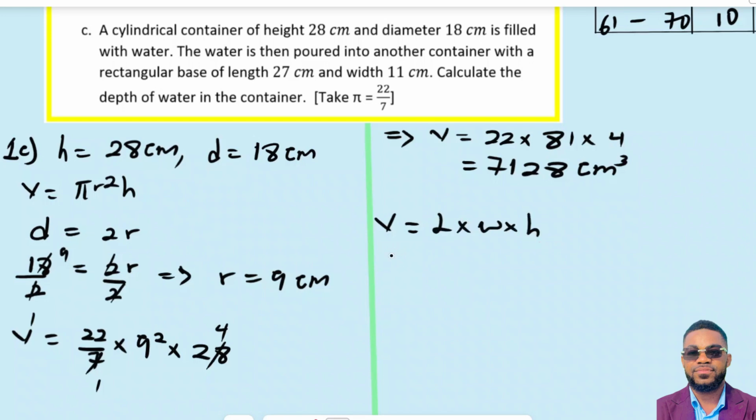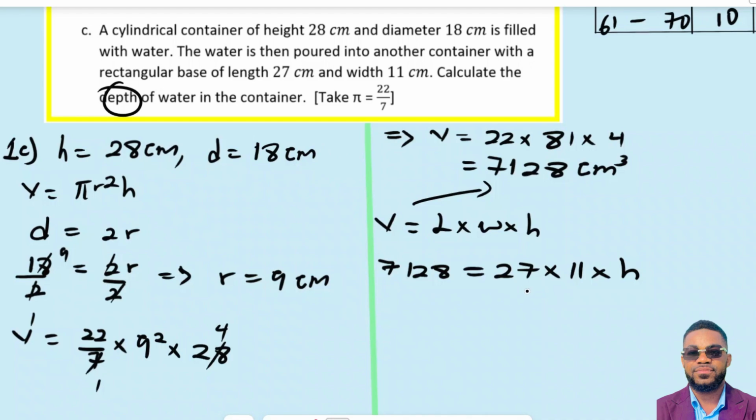So this is what you're supposed to know. Now, we've poured all this water into this rectangular tank. That means the volume is going to be this amount, that is 7,128. So we have 7,128 equal to the length of this rectangular base, which was given to be 27, times the width, which was also given as 11, times the height, and that is the same as the depth of water in the container. So if you're able to find the h, it means we know the depth of water in the container. That is how we can set up our equation.